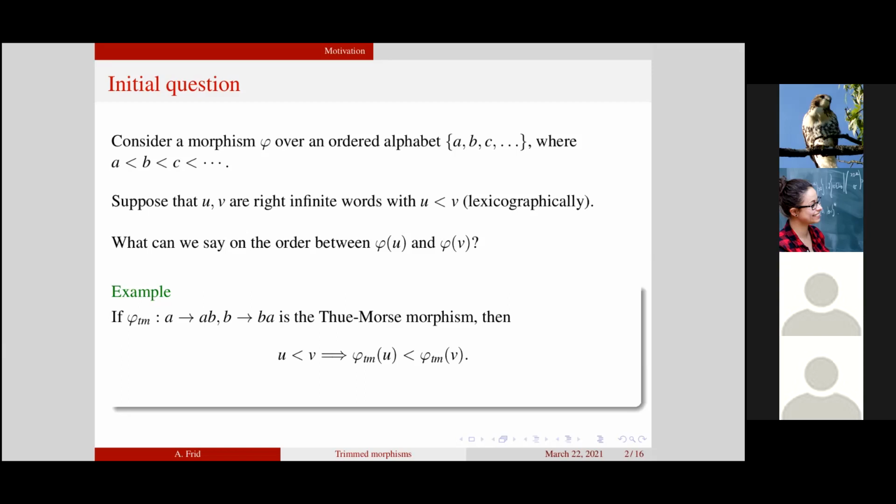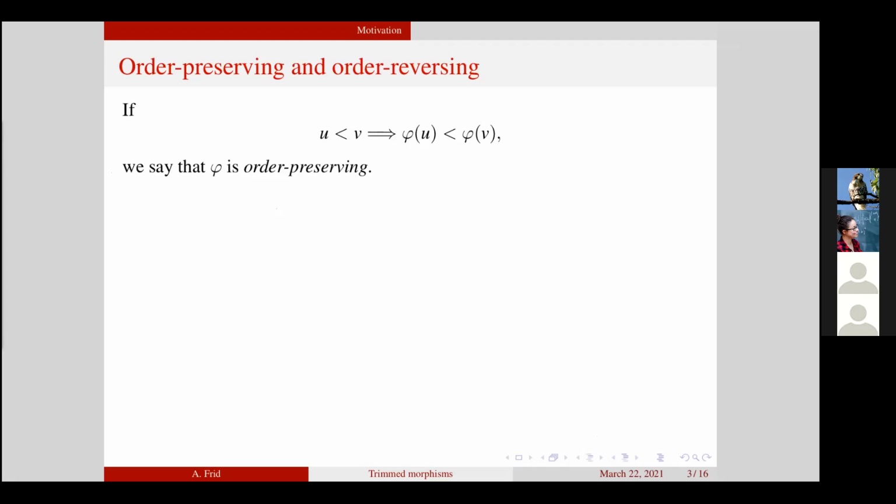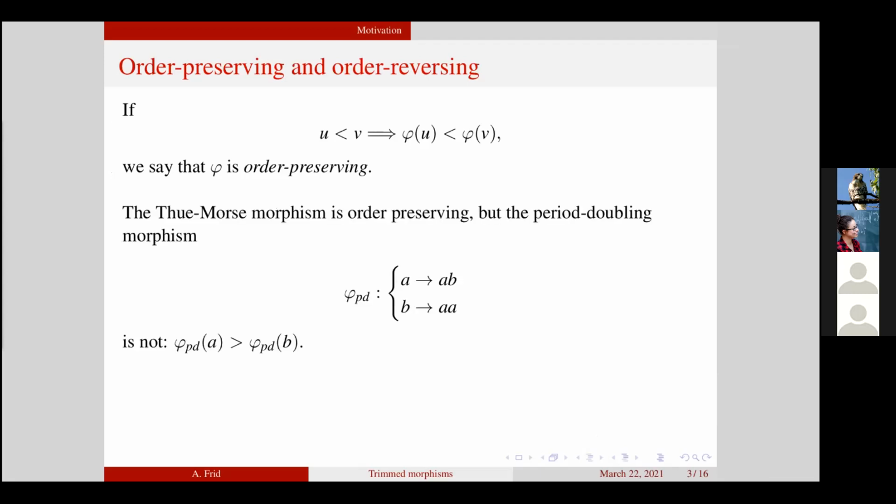Sorry. So it is order preserved like this. And so this is the definition of a morphism to be order preserved. Just the order is always the same. And if the morphism is order preserved, it is nice in some sense. But it is not always the case.